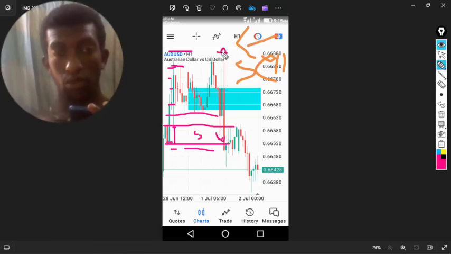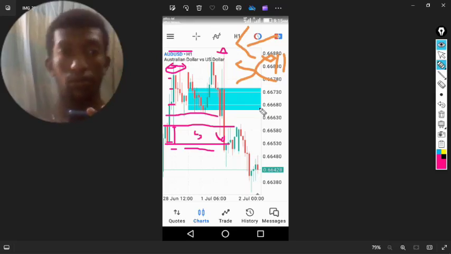I'm not showing this just because this happened. It is because that's a principle. I already told you, if TP2 is hit, you have to aim for TP3. Aim for TP3, okay? TP2 is hit.